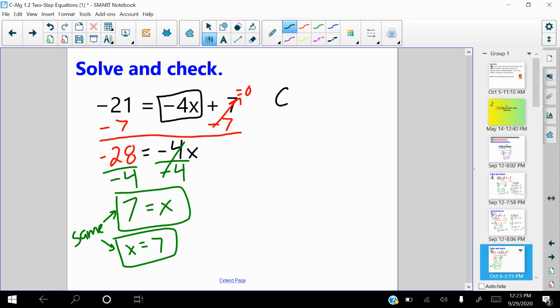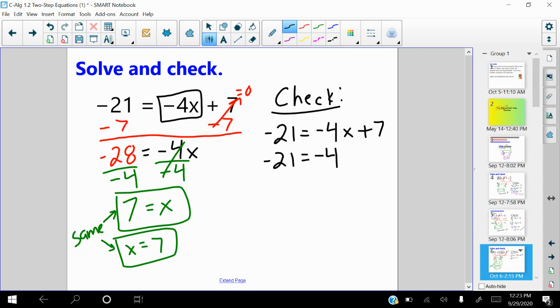So now we're going to go back to our check. And now let's plug it back into the OG. Negative 21 is equal to negative 4x plus 7. We're now going to substitute in our value of 7 for x. We have negative 21 is equal to negative 4. I'm going to use parentheses here.